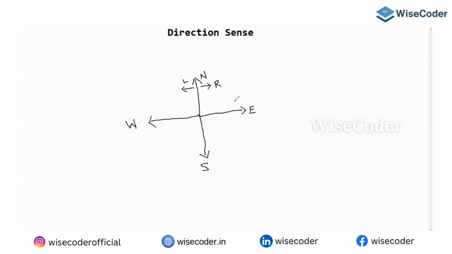If you are going like this, this refers to left and this refers to right. If we are going in the west direction, this refers to right and this refers to left. If you are going downwards, it is quite the opposite of these two. So this refers to left, and this particular direction is right.